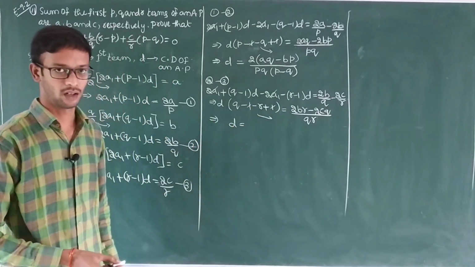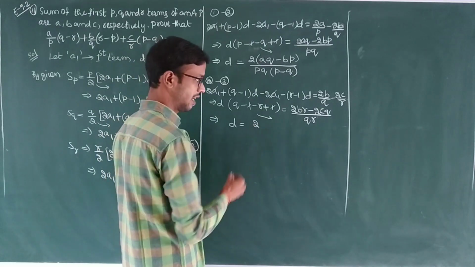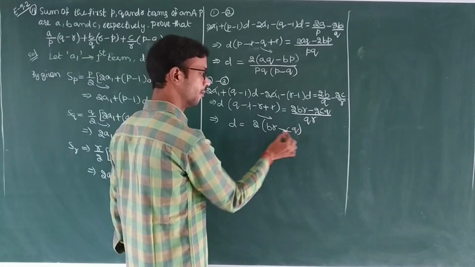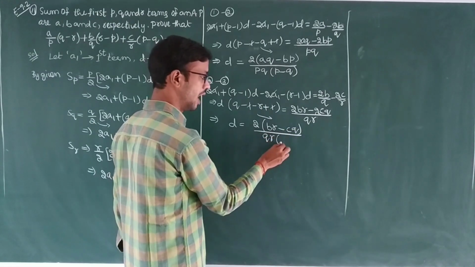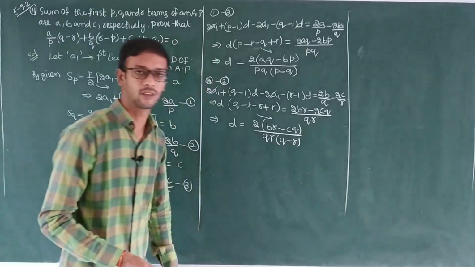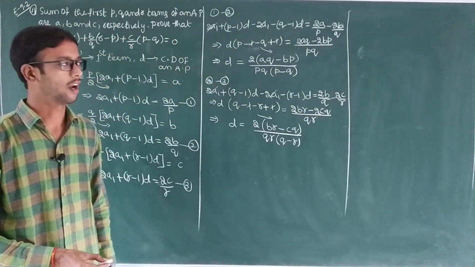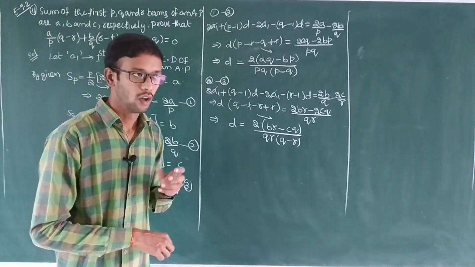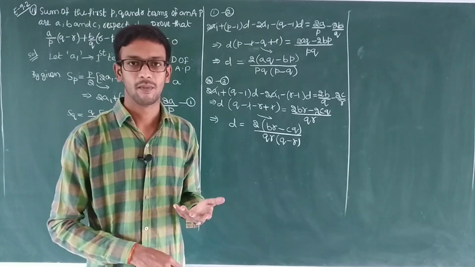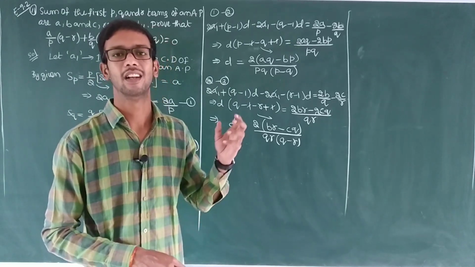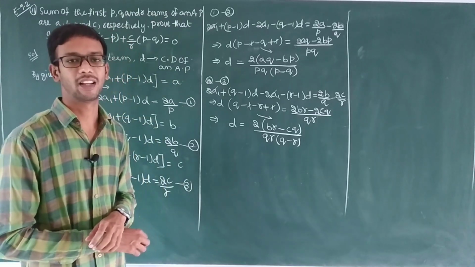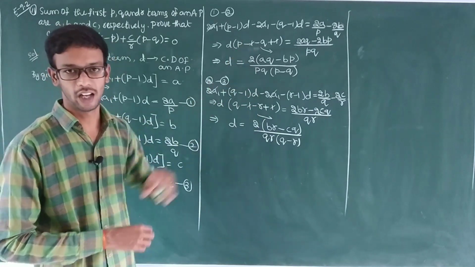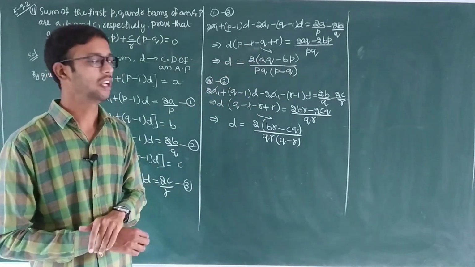D is equal to 2, the common value. Take BR minus CQ divided by QR into Q minus R. You observe what is this D value, this is also the D value. We know the common difference is the same. If the common difference is there, then the sequence is an AP, arithmetic progression. Otherwise not. We know that these two values are equal. Why? Because the D value should be the same.